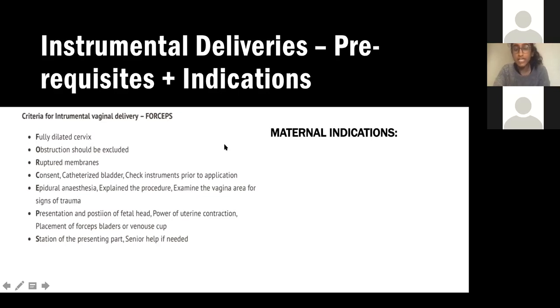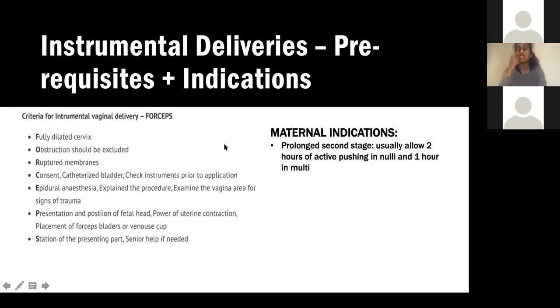Maternal indications for an instrumental delivery include a prolonged second stage. You usually allow 2 hours of active pushing in a nulliparous woman and 1 hour in a multiparous woman. That's what you usually allow. Again, maternal exhaustion is a good enough indication for an instrumental delivery.